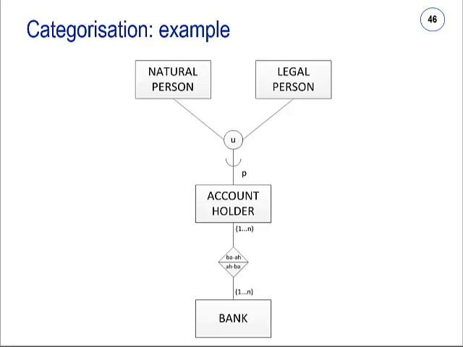In our example, you can see that account holder then has its own relationship type with bank. An account holder is connected to at least one, at most n banks. A bank can have at least one, at most n account holders. So you can see categorization is another EER modeling concept, which allows us to add even more semantics to our conceptual data model.